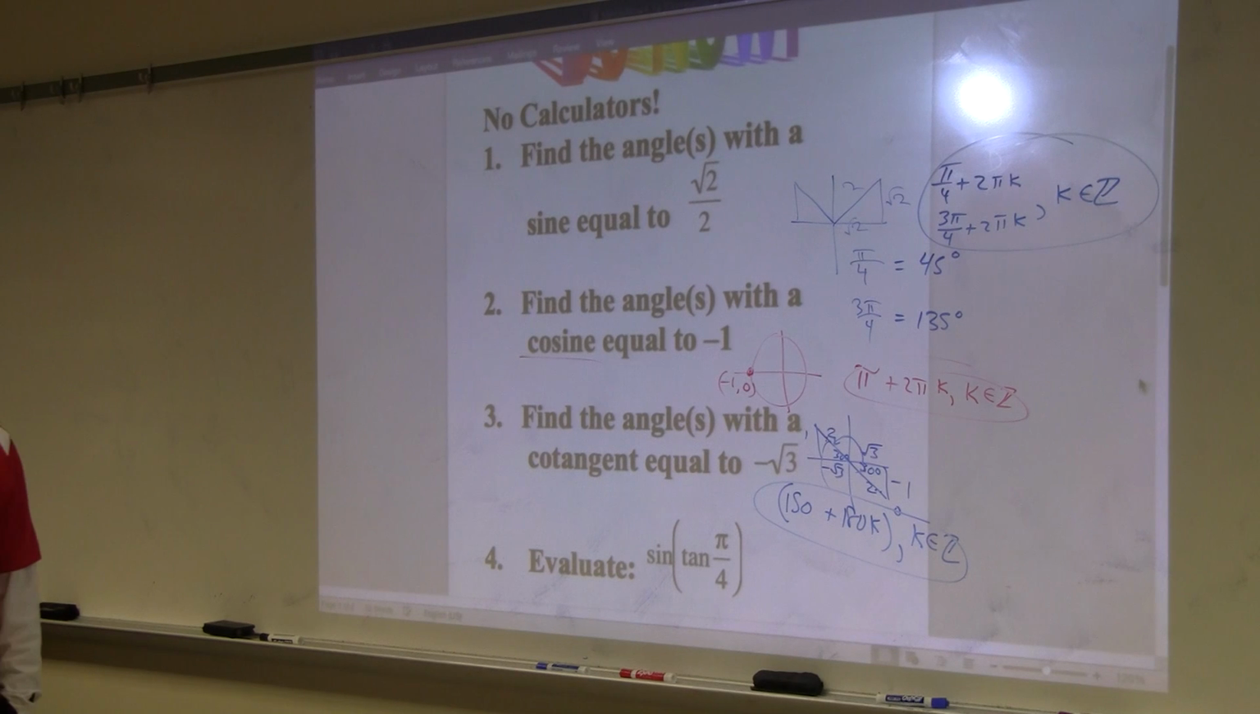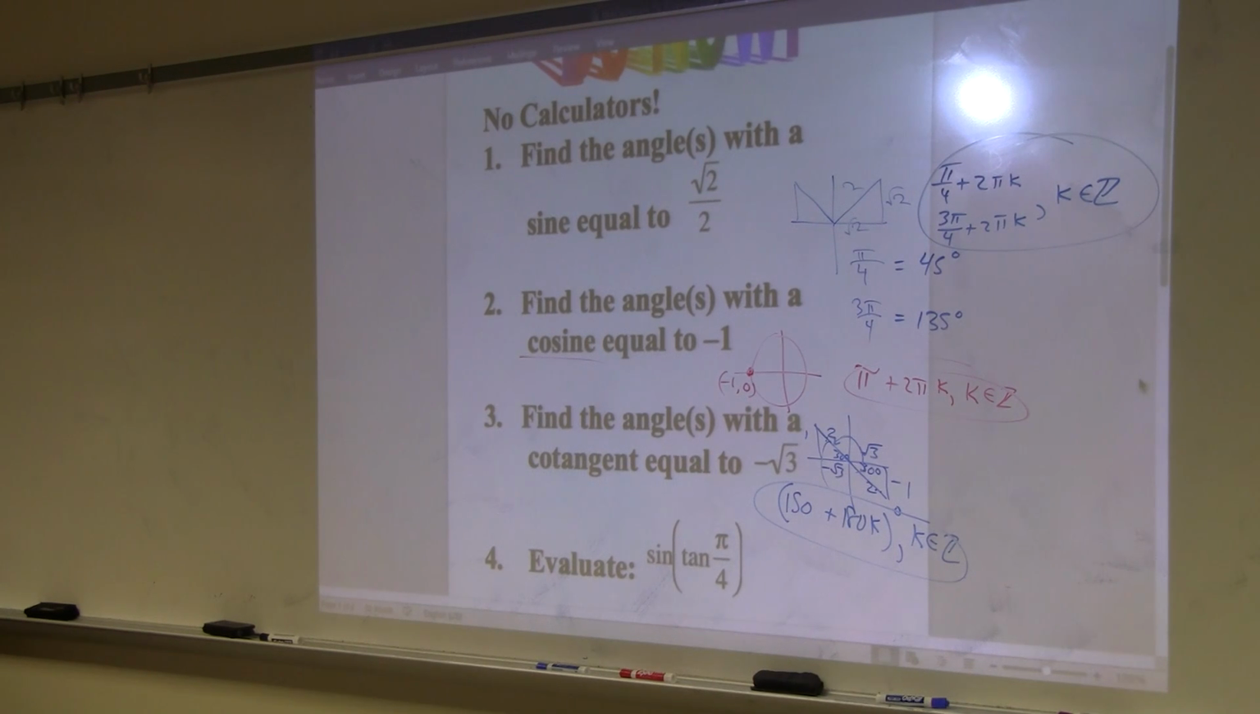What about the last one? The sine of the tangent of pi over 4. Talk it over with somebody nearby. Come up with something for that. Well, the tangent of pi over 4 is the 45-degree angle. So that ratio is 1 over 1. The sine ratio of that 45-degree angle would be 1 over root 2. And I got 1 over root 2.